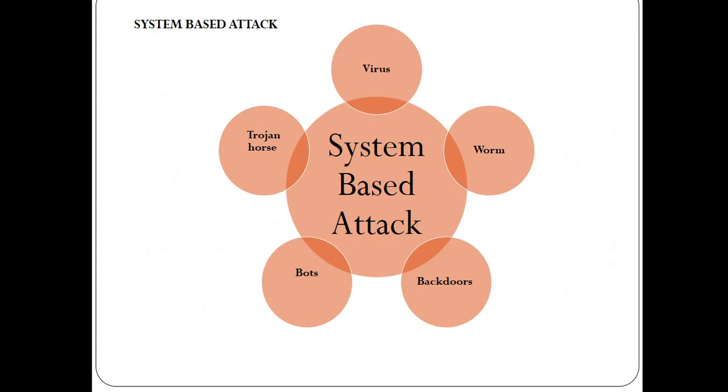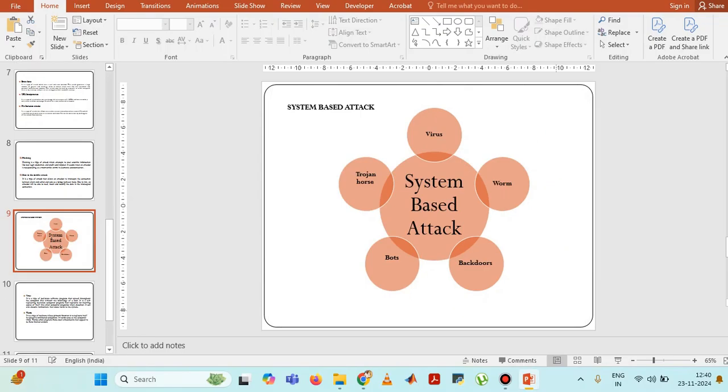Now there are some system based attacks. What are system based attacks? They are the attacks which are intended to compromise a computer or a computer network. Some of the very important system based attacks are virus, worm, backdoors, bots and trojans. So we will discuss these system based attack types in the next part of the video.